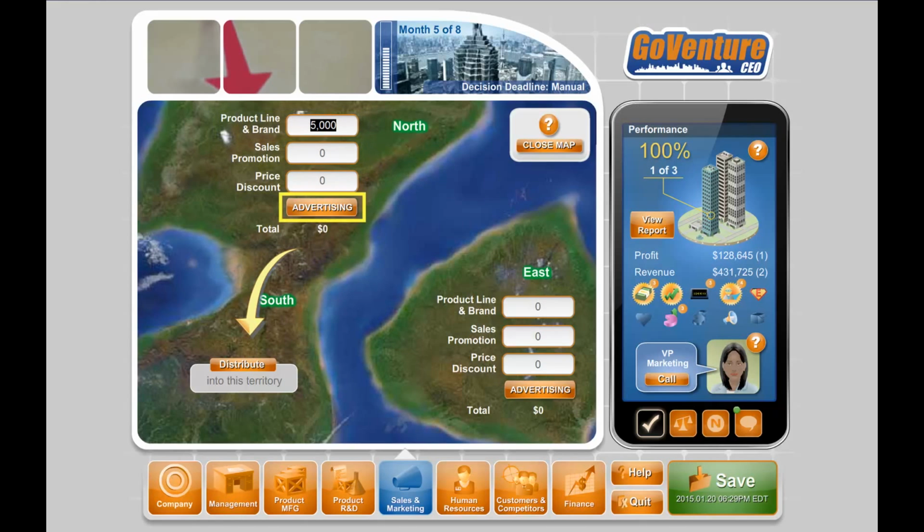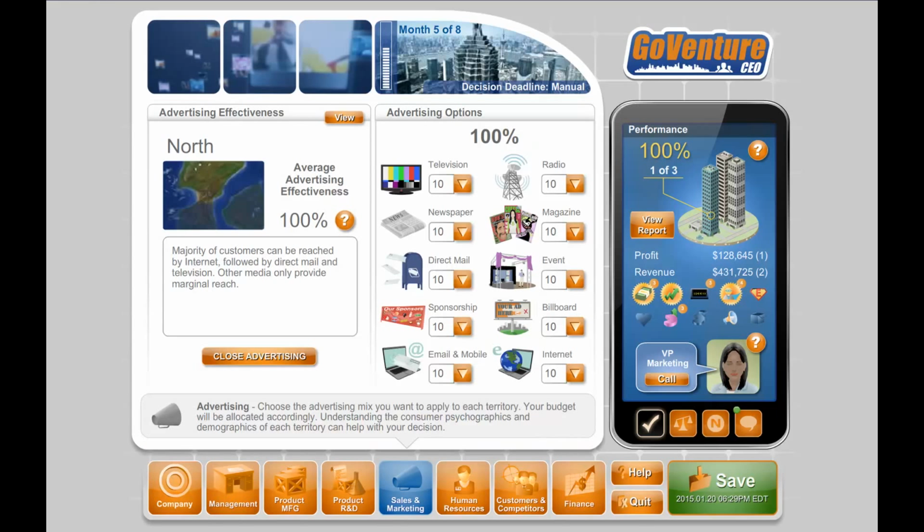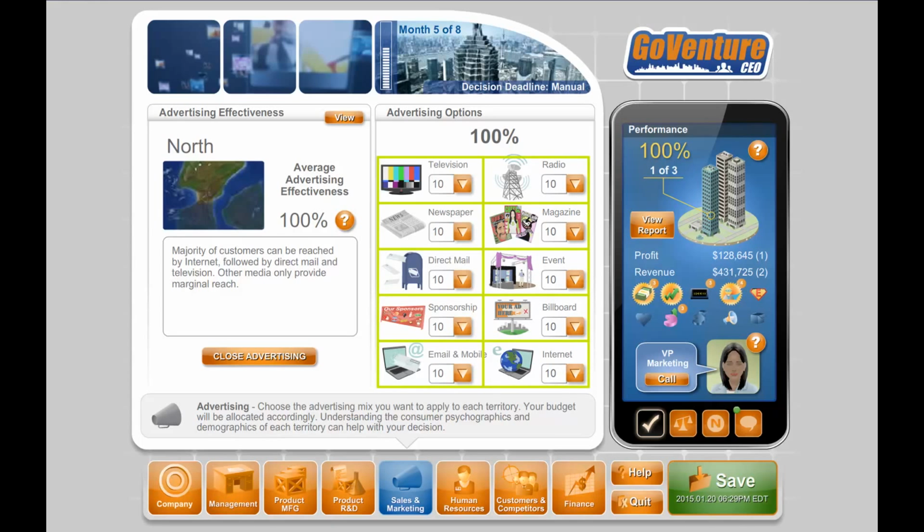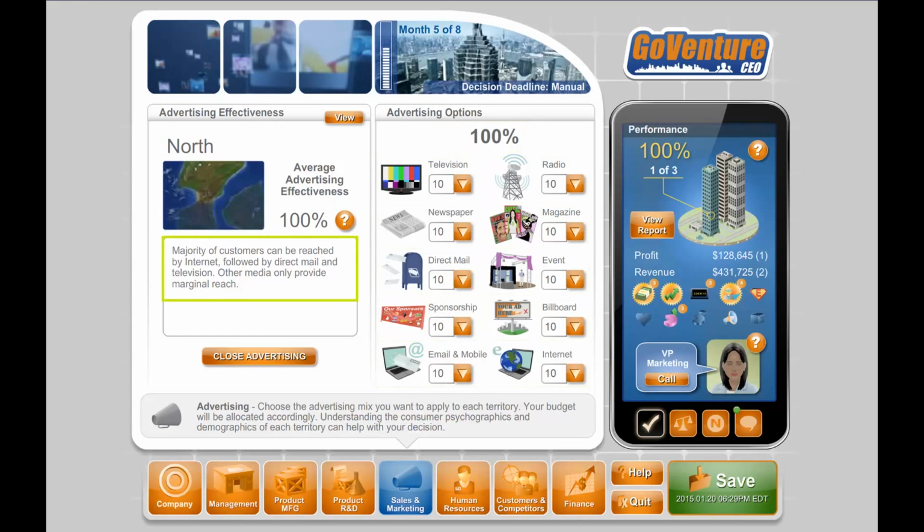You may also have to make advertising decisions. If the advertising module is enabled in your simulation, you will have to identify how you are going to distribute your marketing dollars based on the 10 media channels available. To do so, set a percentage for each media type. Altogether they must total 100%. Review the consumer demographics to learn about which media channels might be most effective for reaching consumers in this territory. The effectiveness of your advertising is scored each period, and for each territory. So that is sales, marketing, and advertising.